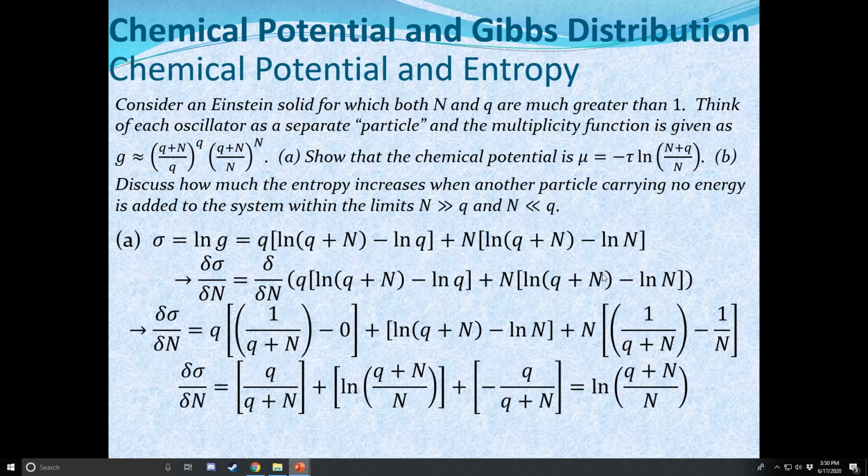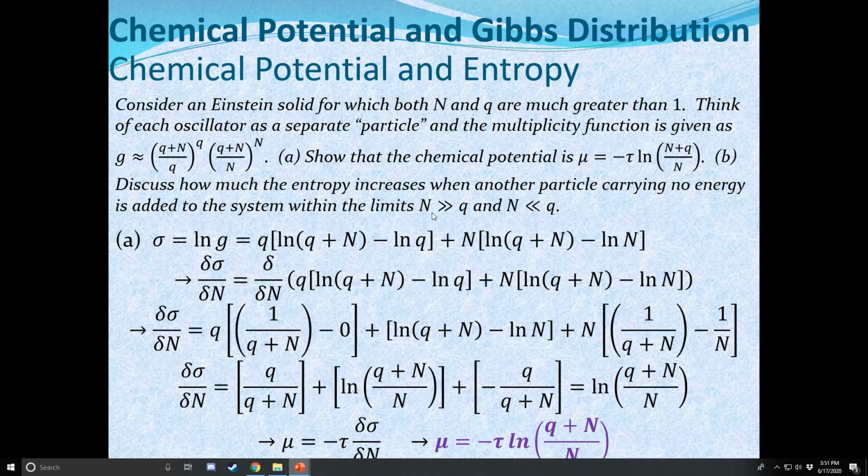Cleaning this up a bit, once I move everything around very nicely and more elegantly, it will leave me with this: q plus N over N. Then what I could say is go back to my actual definition that this partial derivative times negative tau will be equal to mu. So we end up getting this, that mu equals negative tau ln of q plus N over N.